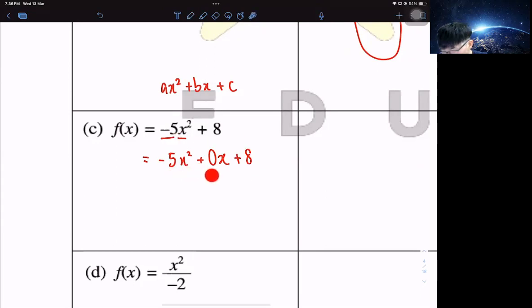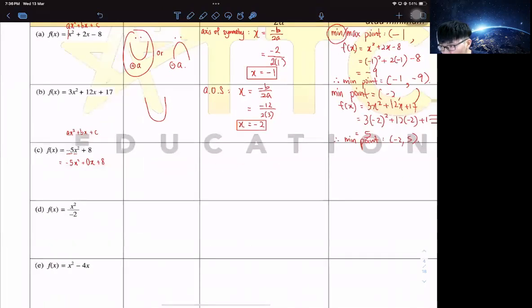Why is it 0? Because 0x means 0 times x, and 0 times x is 0. Do you want them to write plus 0? No, they won't. This is why you don't see the b. But it doesn't mean it doesn't have b. It has, it's just that it's 0. Hopefully now you can see a, b, c, and you finish this part on your own.